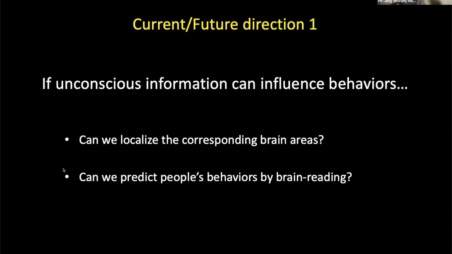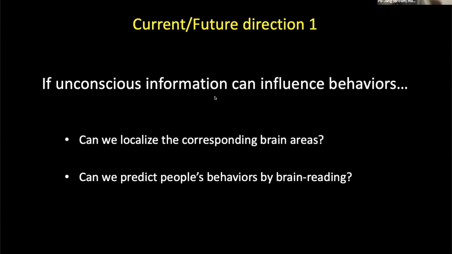All right, now I still have a few minutes, so I'm going to talk about the current and future directions in my lab. The first direction is that, if unconscious information can influence behavior, like I just showed you, so there is a lot of unconscious information processed in the brain, and it seems that this information, even though unconscious, can still influence your behaviors.